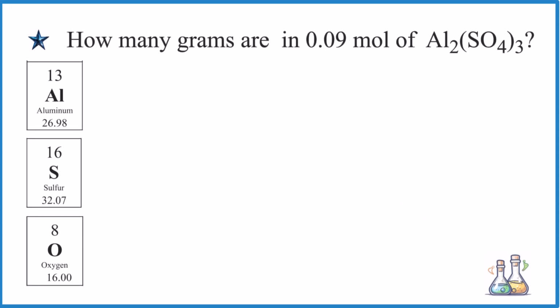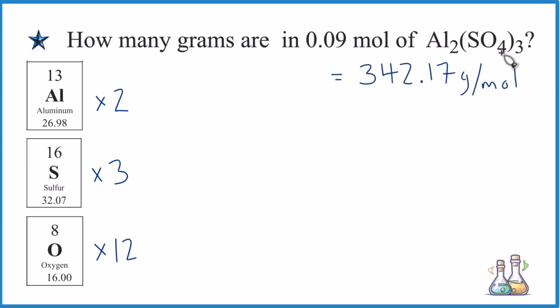So when you're converting from moles to grams, you have to be careful. Make sure you get the molar mass correct, especially with something like aluminum sulfate here. So we have 2 aluminum atoms, and then we have 3 times the 1, so we have 3 sulfurs, and then 3 times 4 is 12 oxygen atoms. So multiply, add everything up, and you get the molar mass for our aluminum sulfate here.